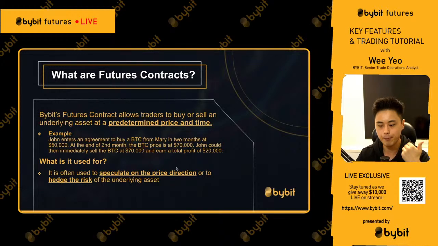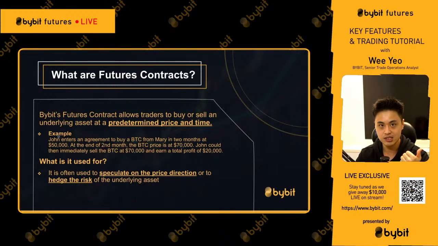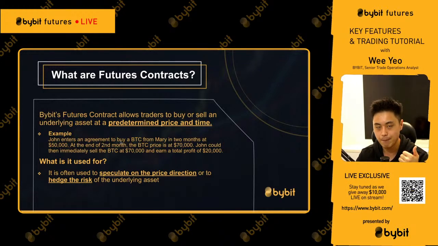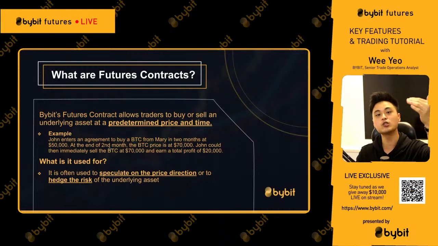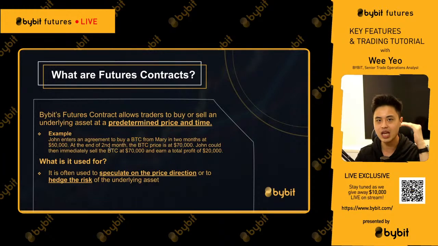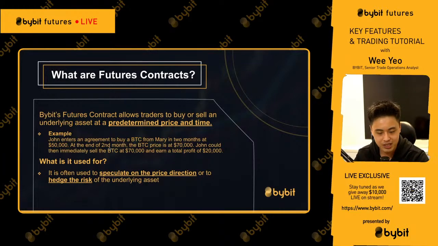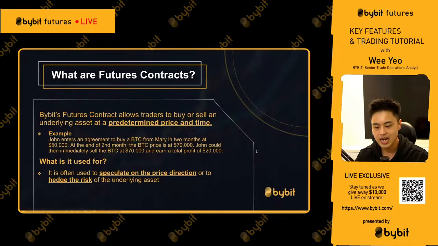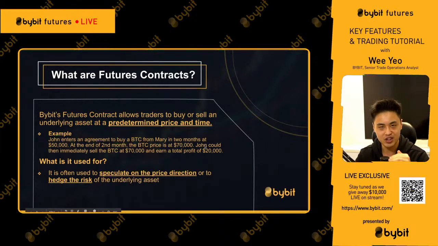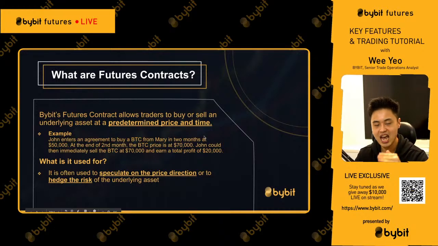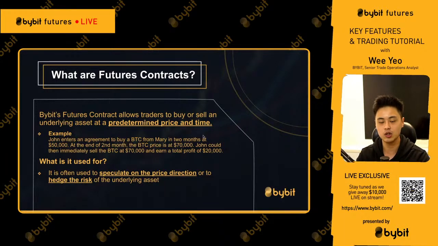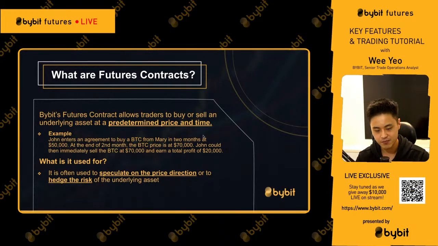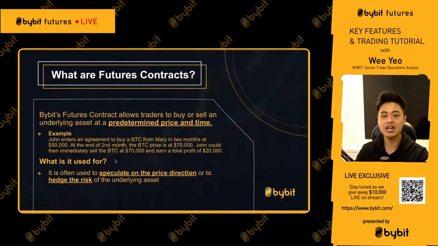In this simple illustration, you can see two key things that I want to highlight. First, the predetermined price, which is the 50,000. At the end of the second month, even though BTC has increased to 70,000, the agreement is still at 50,000, so this transaction has to be made. And second, the time. Here, the time refers to the 2 months' time, so at the end of the second month, this agreement will have to be made. So what is it mainly used for?